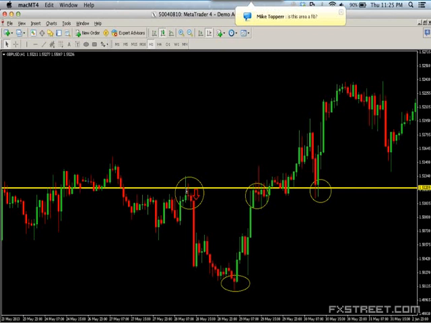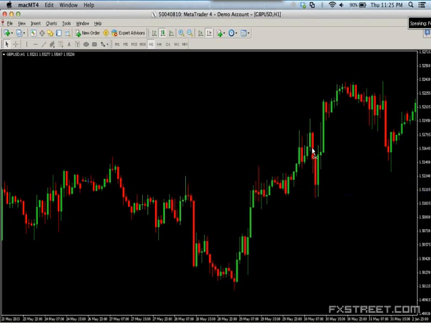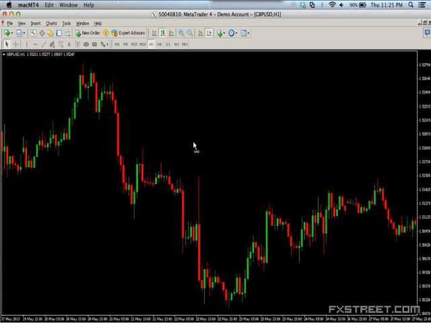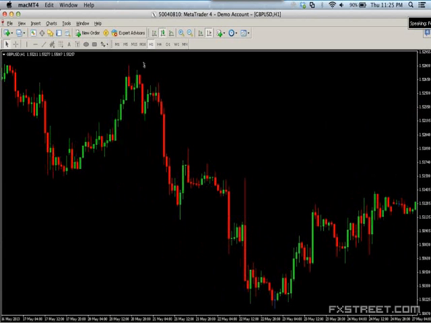So when you're drawing these levels, don't just draw them anywhere. Draw them in areas where you see that there's sudden action. You don't want to draw your resistance or support here. That's a dead zone. There's nothing there. You don't have any buyers or sellers. Why do you want to buy or sell when there's nobody there? Yeah, of course there's somebody there, but you don't want to look at that area.